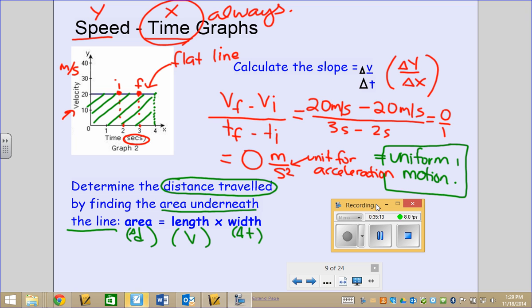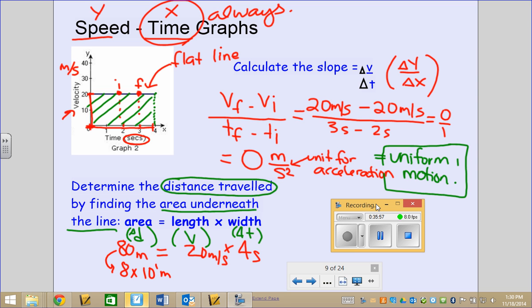So on this graph, I would multiply this, the width, 4 seconds, with this value here, we'll call it the length or the height, which is 20 meters per second. That means that my area under the line, so the distance that I have traveled, is 80 meters. Once again, I would want to have only one significant digit, so I would change that to 8 times 10 to the power of 1 meters.